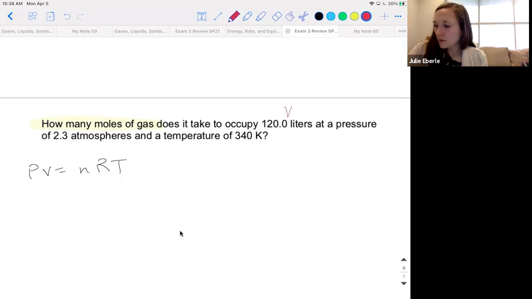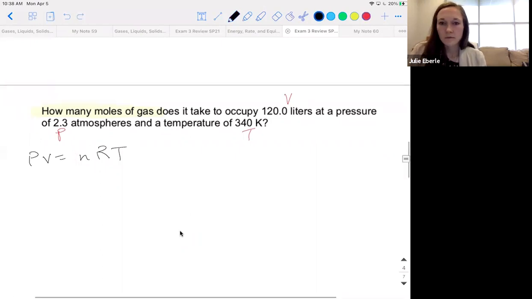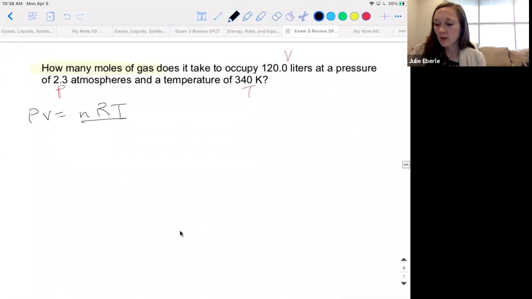So here's our volume, there's our pressure, and there's our temperature. We're solving for n, okay? So we need to isolate n. How do we do that? We divide both sides by R and T. Yep, Maddie said it. PV over RT. So they cancel out over here, and you just have PV over RT equals n. Now we've rearranged our equation.